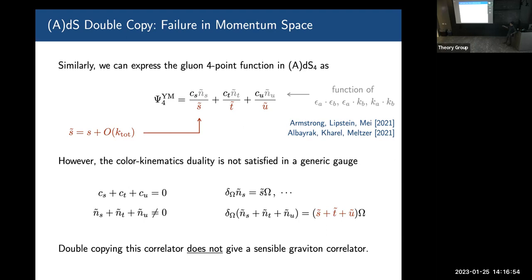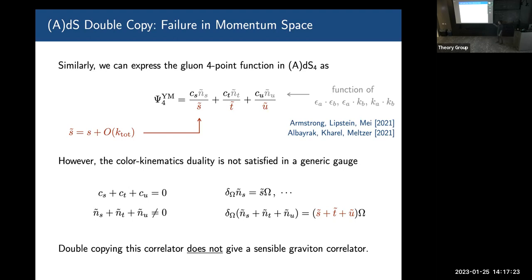These are the same color factors as before, but these tilded variables here are slightly different from the ones from the amplitude, and they differ by something that survives in the K total. So if you take this expression and take the K total going to 0 limit, you will exactly reproduce the Yang-Mills or the gluon amplitude. But it differs from the amplitude by something that survives when you take K total finite.